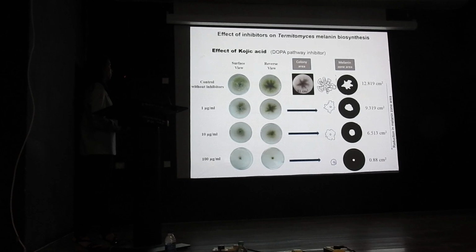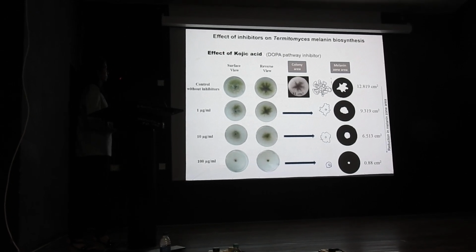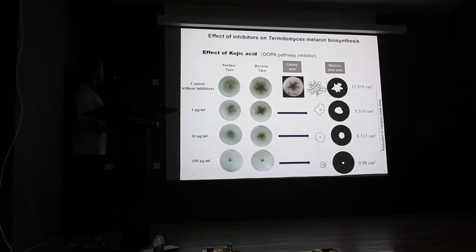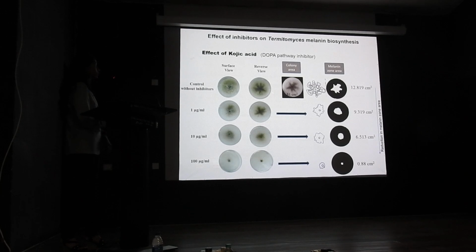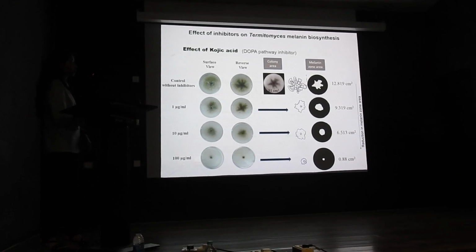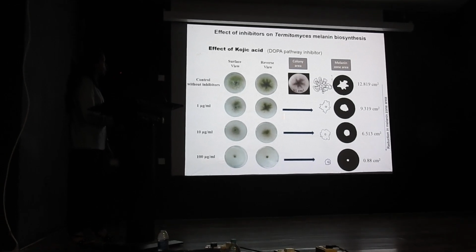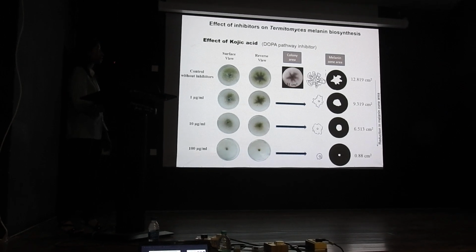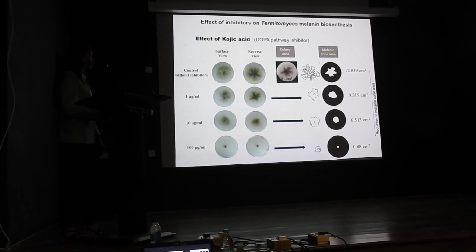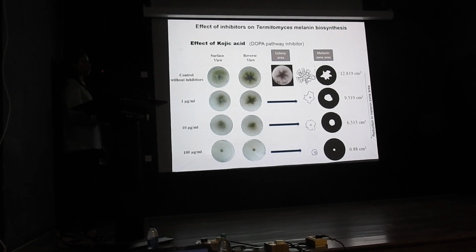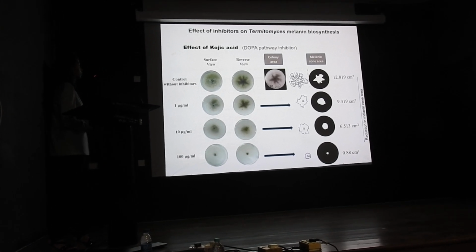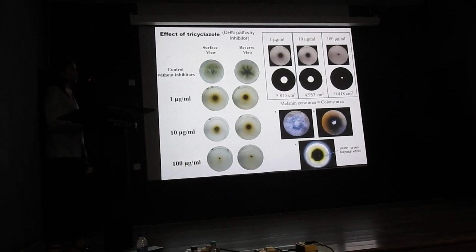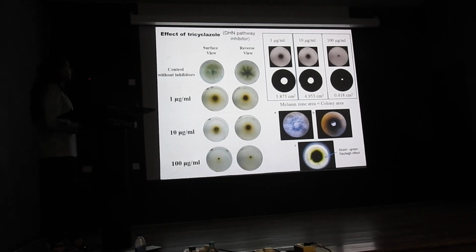We studied the effect of kojic acid, which is an inhibitor of the DOPA pathway. It was seen that the basal media showed a melanin zone area of around 12, whereas in all the cultures the entire plate was covered, so the colony area was around 81 square centimeters. When you subtract, you get this particular zone area. As the concentration of kojic acid increased to 100 micrograms per ml, melanin synthesis was inhibited.